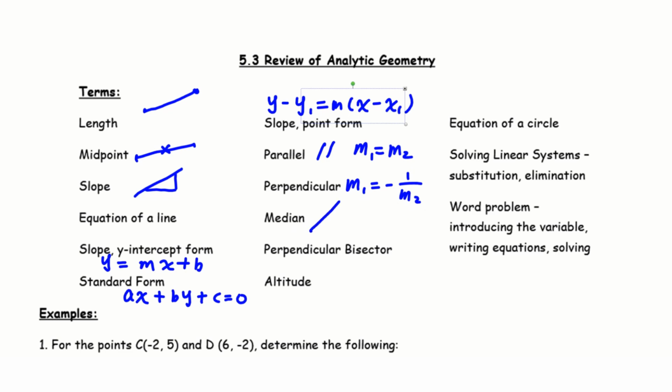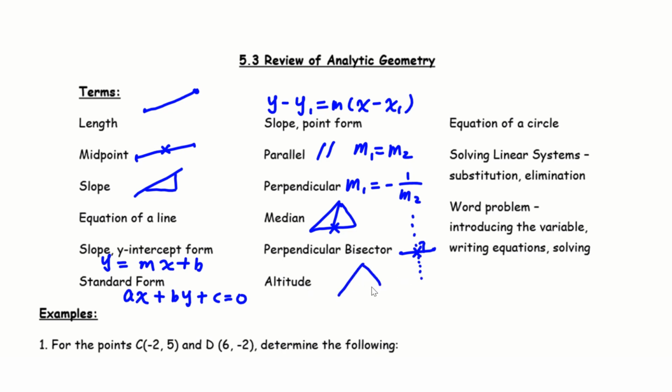Median is in a triangle from a vertex to the midpoint of the opposite side. We call this a median. The perpendicular bisector is a line passing through the midpoint of the 2 points, and perpendicular, draw a perpendicular line. This line we call the perpendicular bisector.